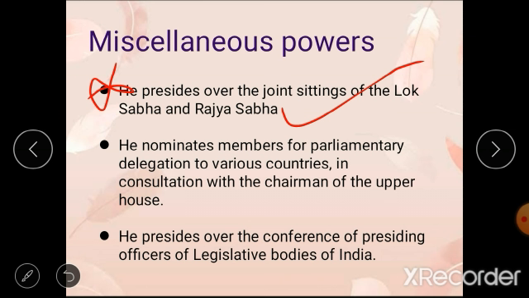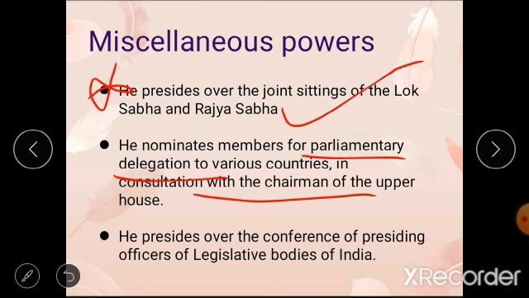The next one is he nominates members for parliamentary delegation to various countries in consultation with the chairman of the upper house, that is Rajya Sabha. So what is parliamentary delegation? Parliamentary delegation means foreign visit. So from the legislature, who has to go for the foreign official trip? That has to be nominated by the speaker in consultation with the chairman of the Rajya Sabha.